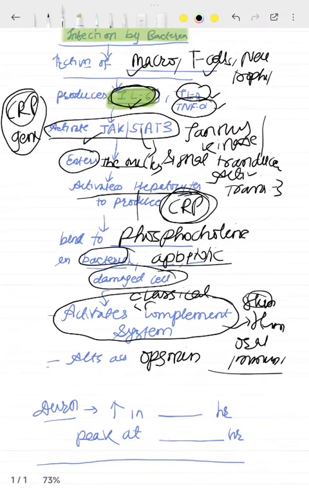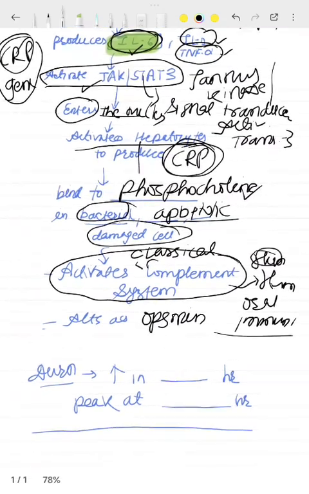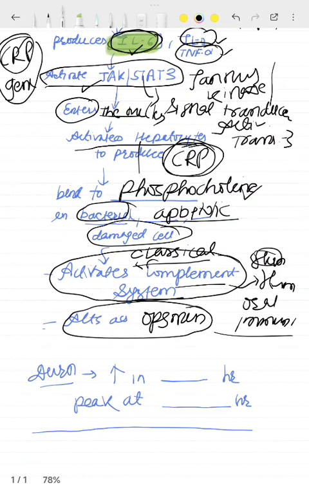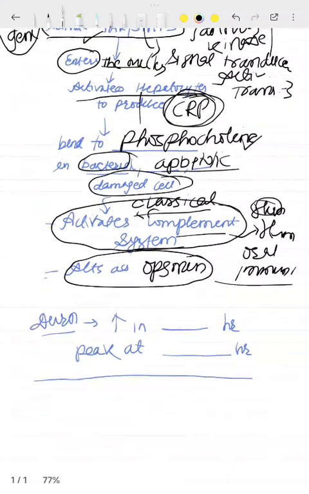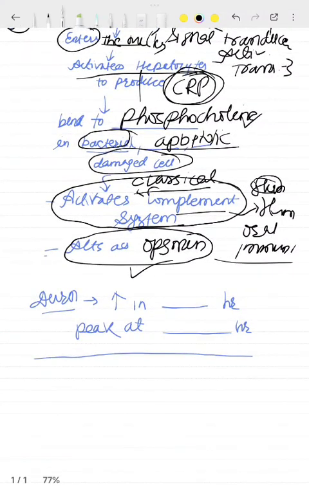That CRP binds to phosphocholine in the bacterial wall and apoptotic cells and damaged cells. That helps in activation of the classical complement system and helps in phagocytosis. It also acts as an opsonin, meaning that it attracts the macrophage and helps in the phagocytosis of that bacteria. So this is the function of CRP.